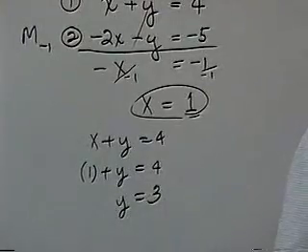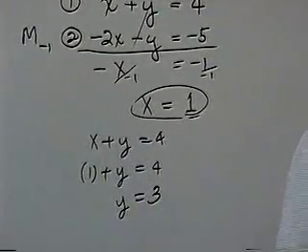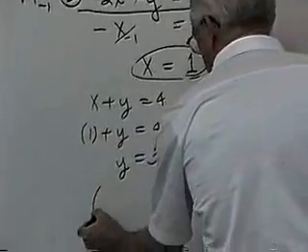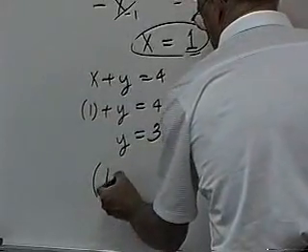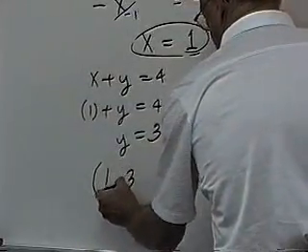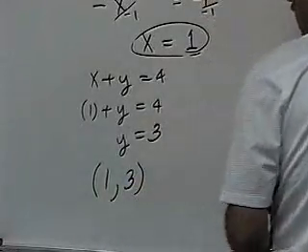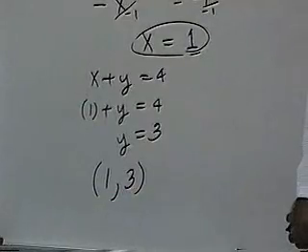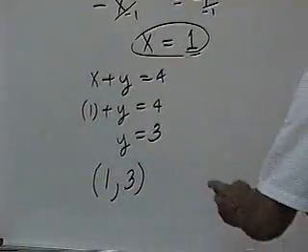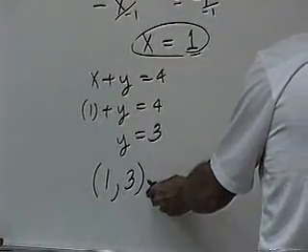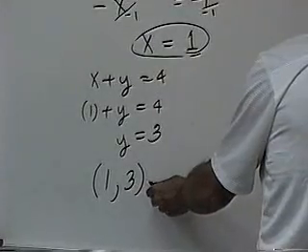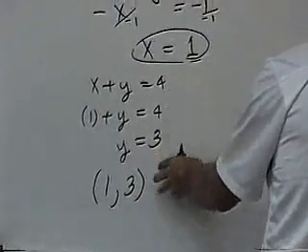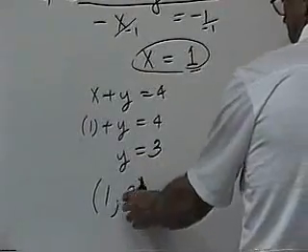Now pay attention, because here's what you need to understand. That means the solution set is the ordered pair of numbers x is equal to 1, y is equal to 3. That is a solution set, so we must check our work. Now, when you're working problems, you should come down in the last step and write something like that.